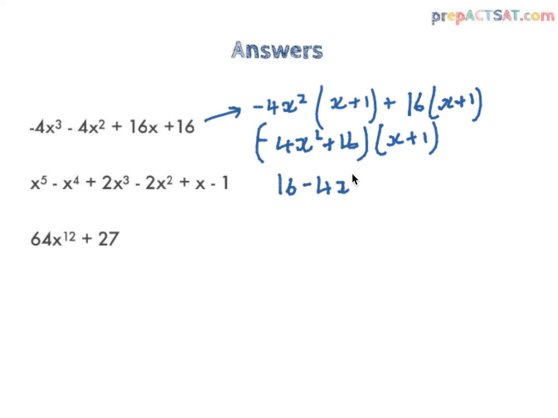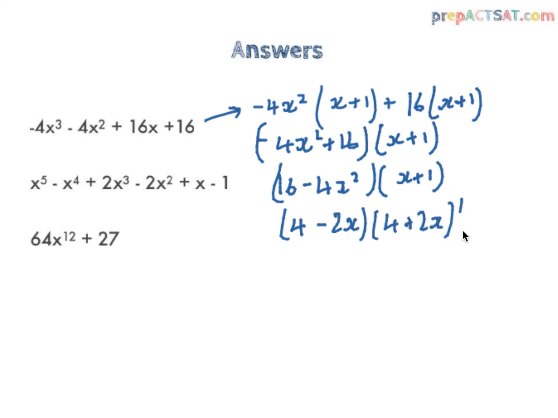So if I write it the other way around, it's slightly easier to see, so we've got to keep going. The square root of 16 is 4, the square root of that is negative 2x. So 4 minus 2x, 4 plus 2x, x plus 1. There you go, that's fully factored. I feel like I'm going to run out of space.